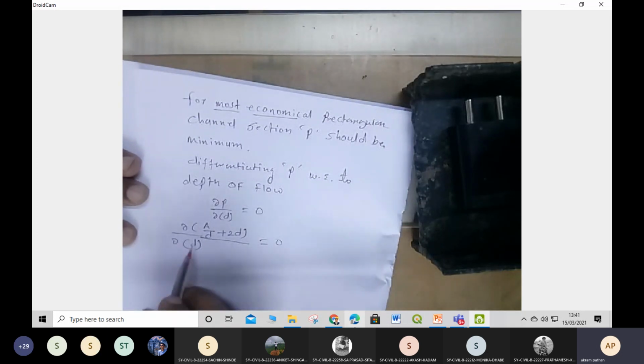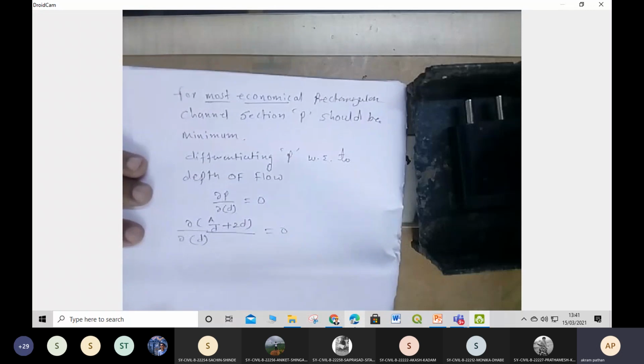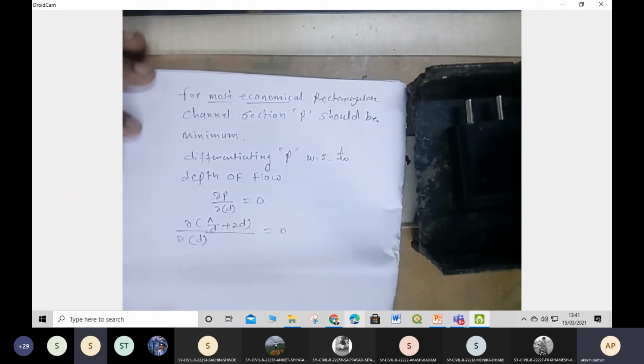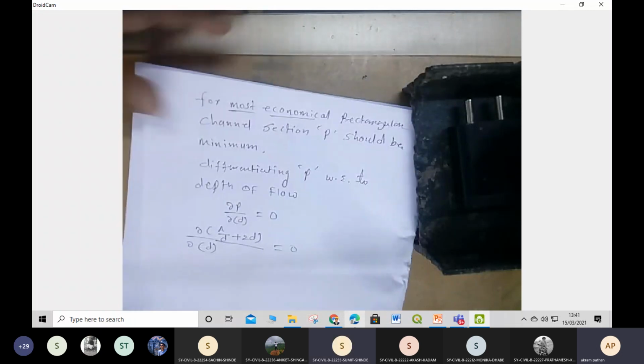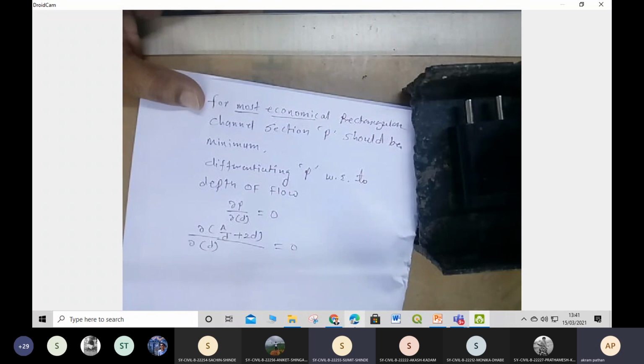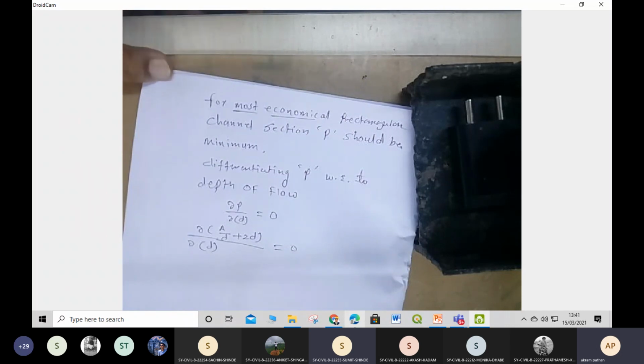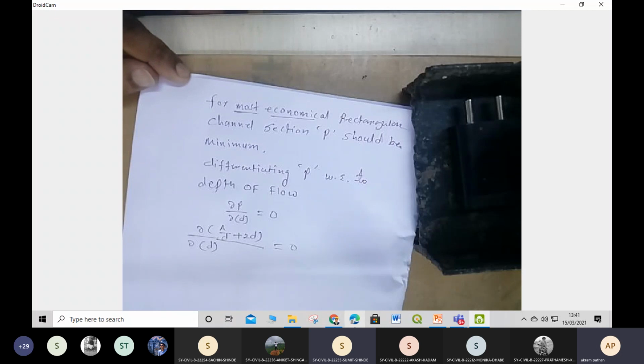Sir, it is not visible. We are not able to see. Some of the students are facing a problem due to poor net connection from your side, because on my screen it is clearly visible.